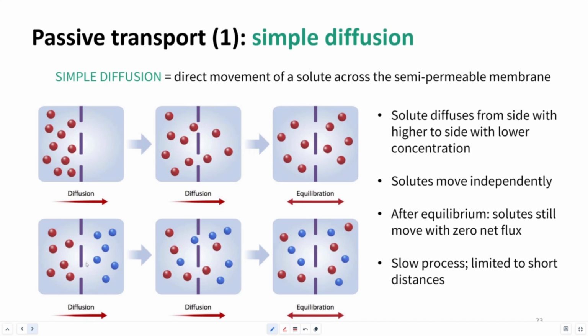Passive transport number 1, simple diffusion. Simple diffusion is a direct movement of solids across a semi-permeable membrane. Simple diffusion is where small nonpolar molecules squeeze between phospholipid molecules of the plasma membrane from an area of higher concentration to an area of lower concentration. The plasma membrane cannot regulate simple diffusion. It is solely based on the concentration gradient.